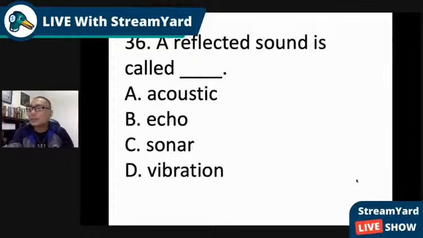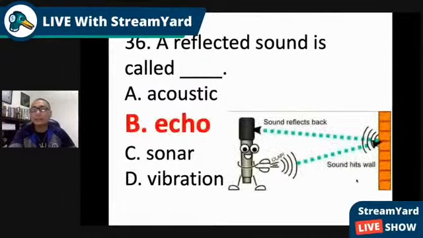A reflected sound is called what? Okay. May sagot si Lizelle. Bakit N yung sagot mo? Bakit N sagot ni Lizelle? Anyway, so, it's not sonar, anak, but a reflected sound is called an echo.